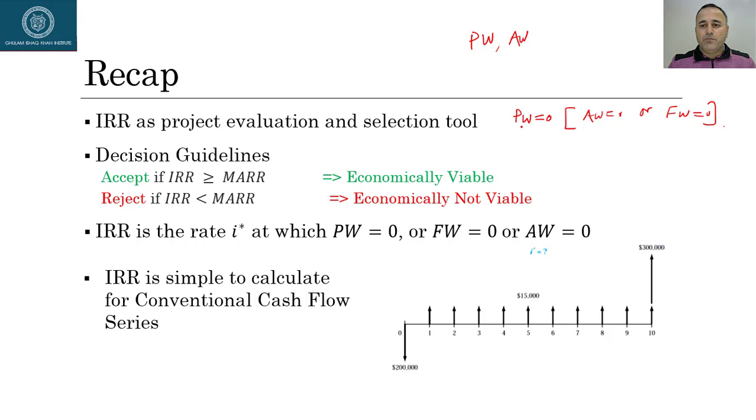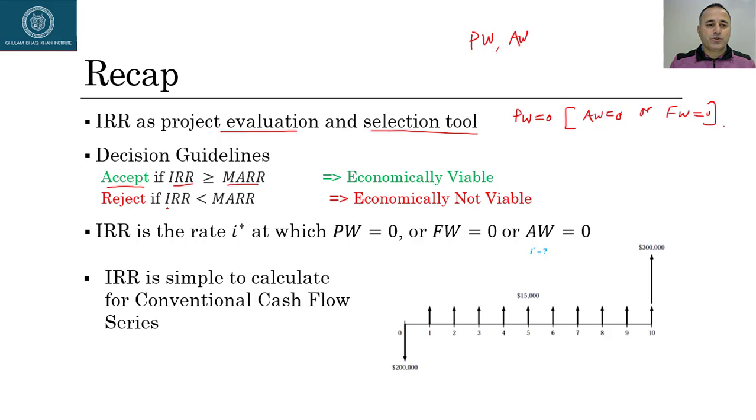Because whenever PW is 0, of course, the annual worth will also be 0, and the future worth will also be 0. So it is exactly the same thing. It doesn't make any difference. So IRR is an analytical tool that we use for project evaluation and then project selection. And how do we make that decision? We accept those projects for which the IRR is greater than or equal to the minimum attractive rate of return.